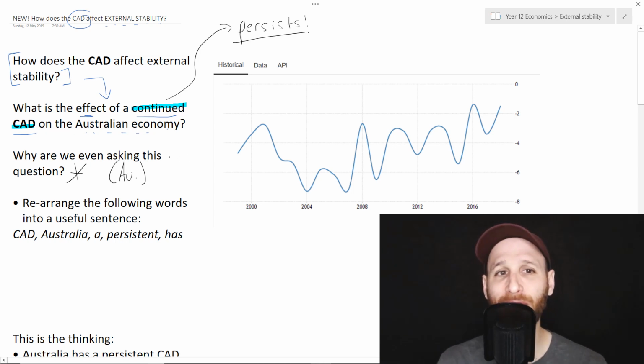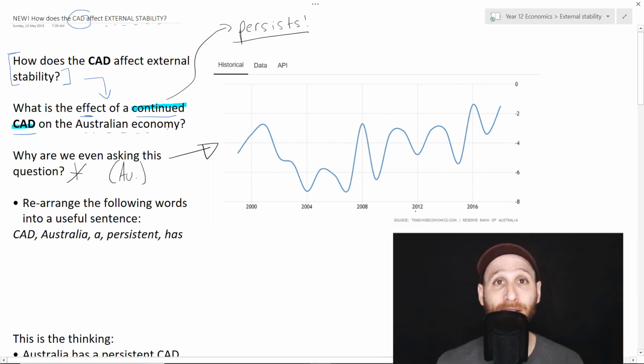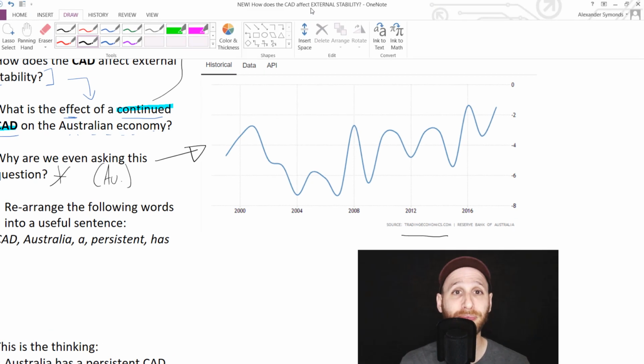And the reason we're asking this question is because of this graph here. Now, depending on when you're viewing this, this could be hopelessly out of date, but it gives you a useful bit of historical perspective. Comes from the very good people at tradingeconomics.com, link in the description. So the reason that I've included this graph is for this reason.